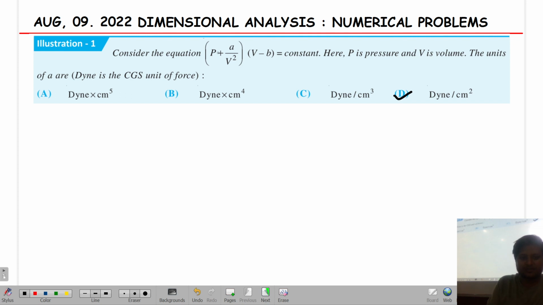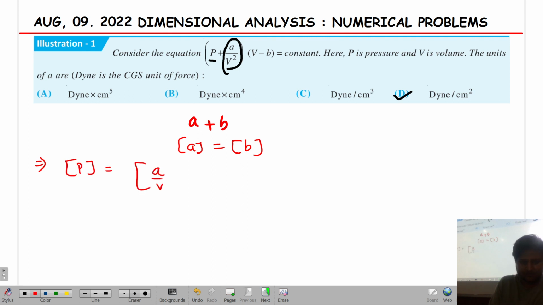What is the concept? Let's suppose this quantity and this whole quantity are both written in terms of addition. If I write A plus B, then dimensions of A should be equal to dimensions of B, yes or no? Now that means dimensions of pressure should be equal to dimensions of A by V square. This implies dimensions of A should be equal to dimensions of pressure into dimensions of V square. Yes or no?